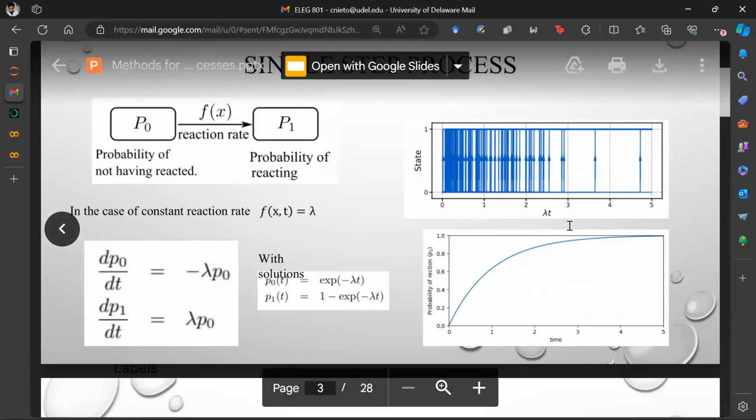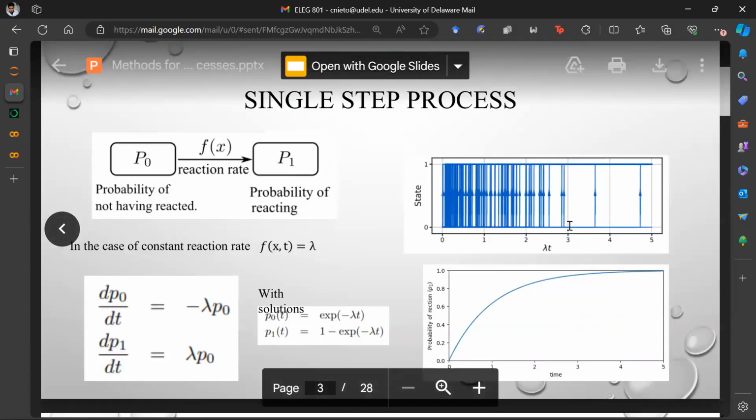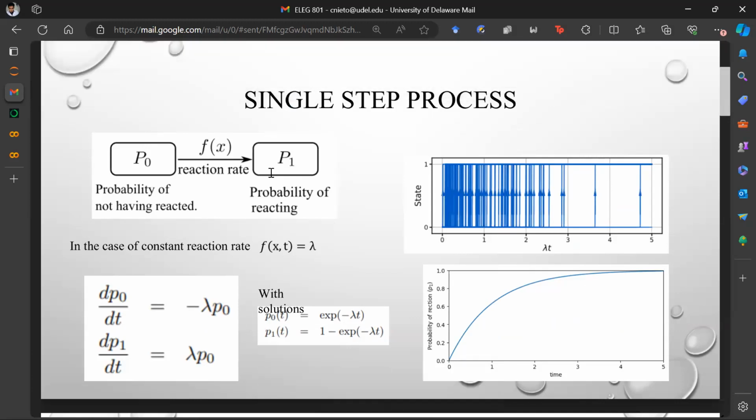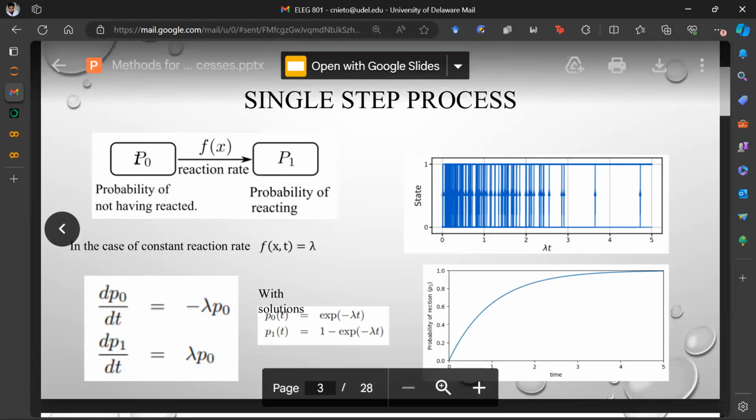So we're going to start with the simplest stochastic process, which is a single step. Essentially you have two possible states. So this state is discrete with two states. It can be, for instance, the production of one protein. So we split our space in two sets, the set of not having reacted and the set of reaction.